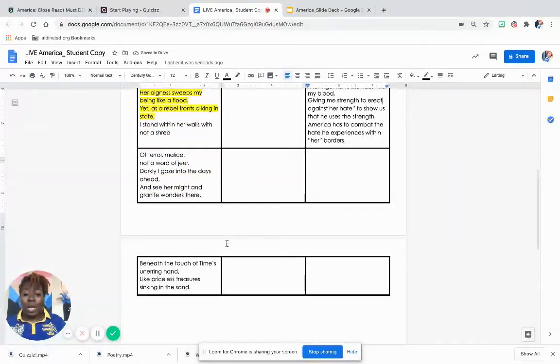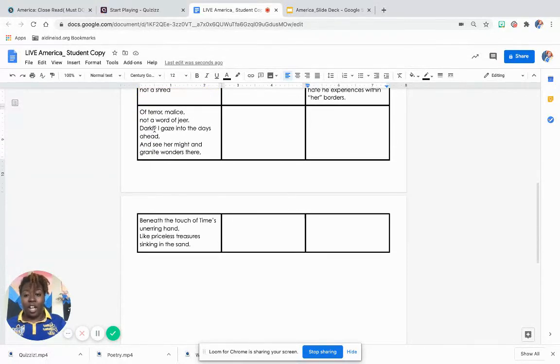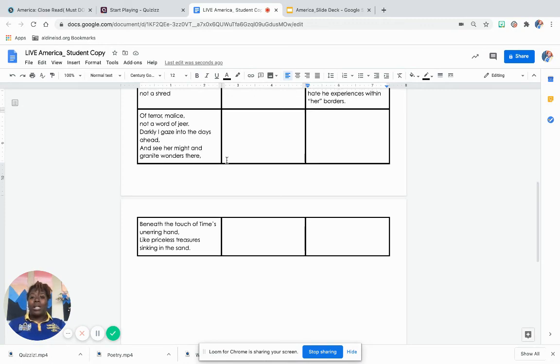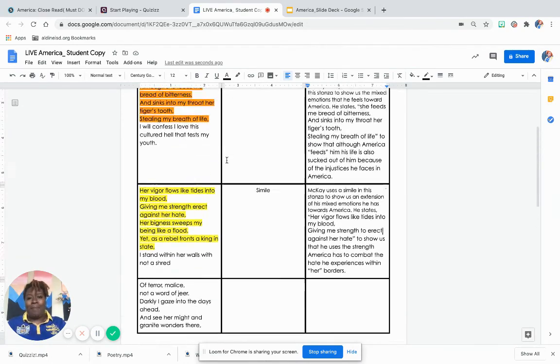The last one: "Of terror, malice, not a word of jeer. Darkly I gaze into the days ahead and see her might and granted wonders there beneath the touch of time's unerring hand, like priceless treasures sinking in the sand." I'm going to let you guys take a stab at it.